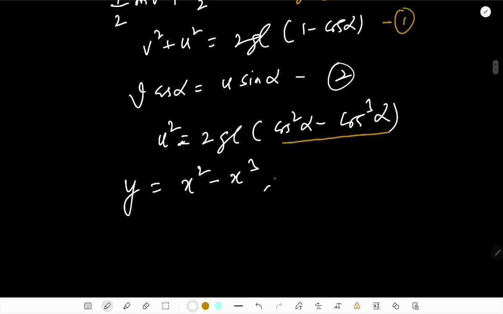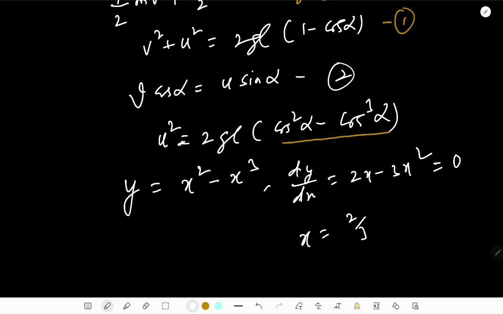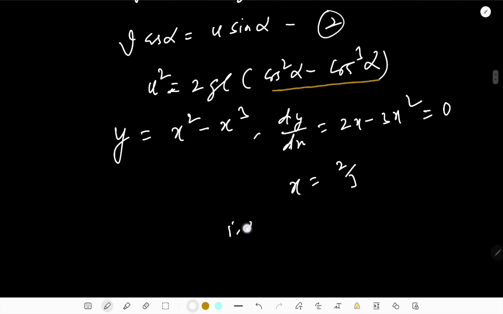So I'm going to find dy by dx and put it equal to 0. This is 2x minus 3x square, and I am going to put it equal to 0, and x is not equal to 0, cos alpha is not equal to 0. So I got x equals 2 upon 3. That means cos alpha is equal to 2 by 3.